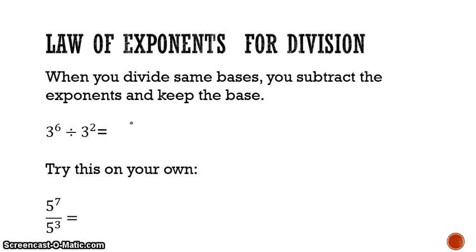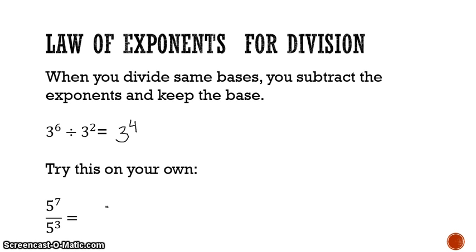Okay, so for division, it will work pretty much the same way as multiplication. For multiplication, we had to add the exponents. For division, we're going to simply subtract them. So if you have the same bases and you're dividing them, you will subtract the exponents. So here, it's 3 to the 6th divided by 3 to the 2nd. The bases are the same. They're both 3s. And then since this is division, we're going to subtract the exponents. So 6 minus 2 will give us 4.